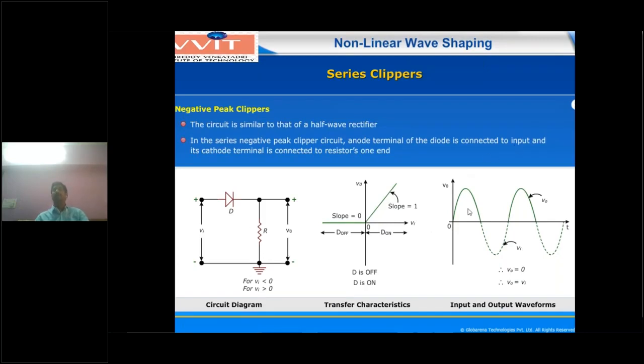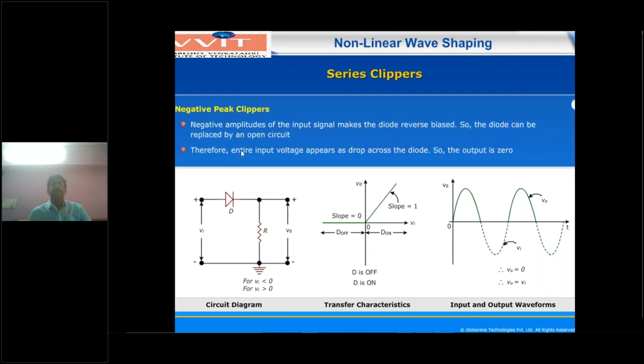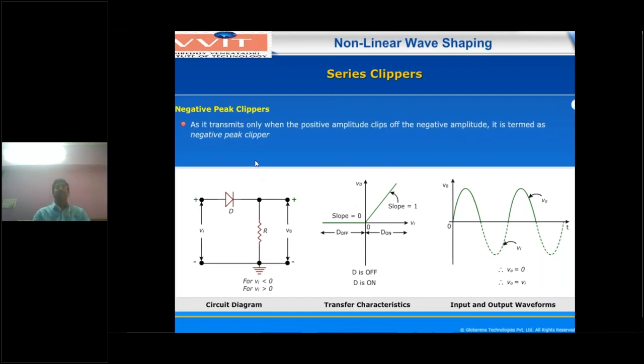Now the output waveform has only positive peaks. You observed the same procedure in the half-wave rectifier also. So here the negative peak is clipped off and only positive peaks are transmitted. Next, the negative peak clipping circuit: only the positive amplitude portion is transmitted and the negative amplitude is clipped off. This is called a negative peak clipping circuit.